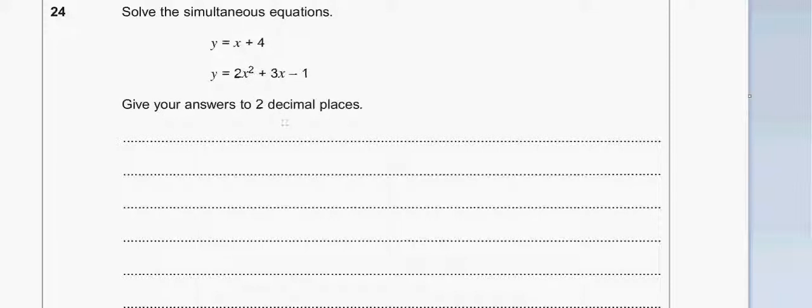Give your answer to 2 decimal places. Now if I know that y equals this, and y equals this, then this must equal this. So 2x squared plus 3x minus 1 will equal x plus 4, because they're saying that y equals that and y equals that.